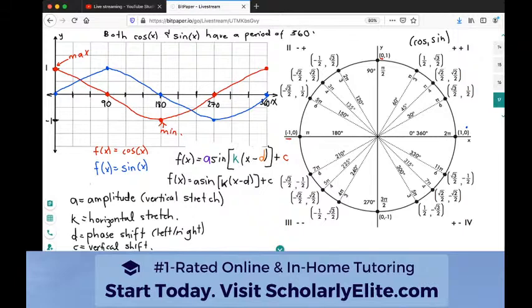Okay, you guys. I know that that's a lot of information to take in. We are going to show you how this all works in a quick second. One thing that's very important to remember is understanding what the standard look of a cosine and sine graph is.